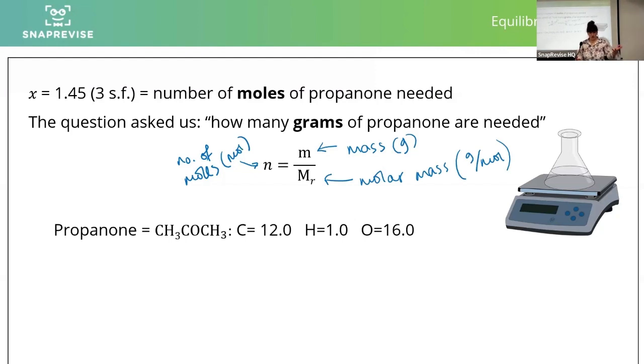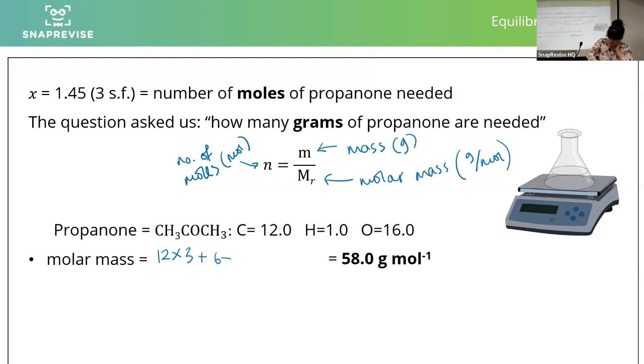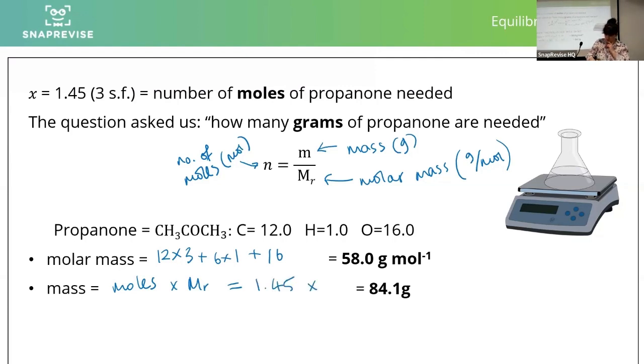So let's work out the Mr. Sorry, I'm trying to work out the mass of propanone. So I need the molar mass. The molar mass of propanone is going to be 3 lots of 12 plus 6 lots of 1 for hydrogen plus 1 lot of oxygen to give me 58 grams per mole. I can rearrange the equation: mass equals moles times Mr, which in this case is 1.45 to 3 significant figures, times by the Mr of 58.0 gives me 84.1 to 3 significant figures. So that's the final answer.